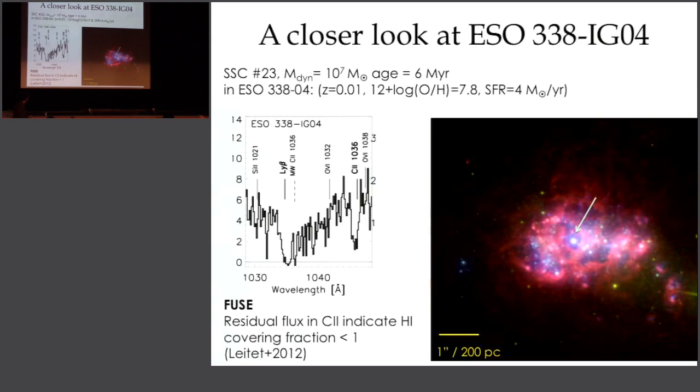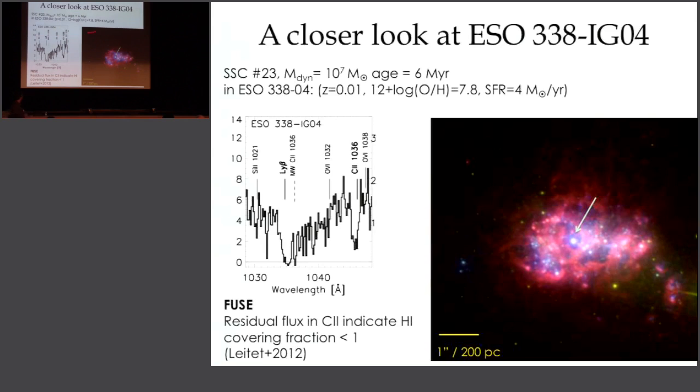in the UV continuum. It has a large number of very bright, massive star clusters, and this one in particular is very interesting. This is what Östlin calls cluster number 23. It has a dynamical mass in one unresolved star cluster of 10 to the 7 solar masses. It has a 6 Myr photometric age by SED fitting.